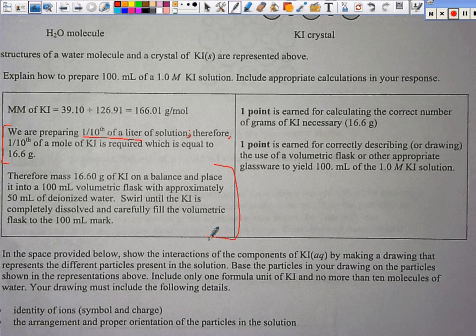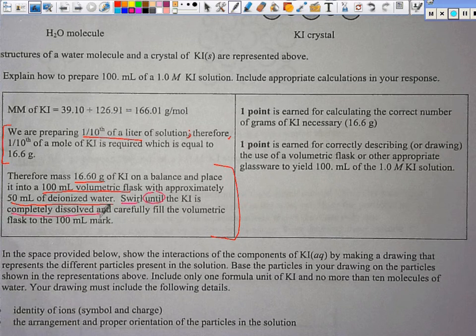Therefore, mass out 16.60 grams of KI on a balance. So is that what we have pretty much so far? Yeah. And place it into a 100 milliliter volumetric flask with approximately 50 milliliters of deionized water. Now, isn't deionized and distilled the exact same thing? Okay, no difference. 50 milliliters of deionized water. Then, this is where I told you the kicker was. Swirl until what? Completely dissolved. Then, fill the volumetric flask to what? Is that not almost exactly what we wrote?